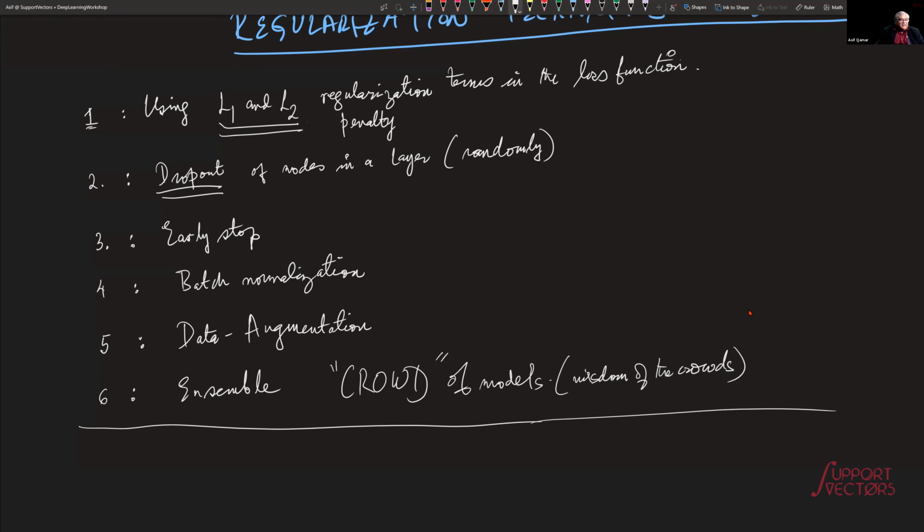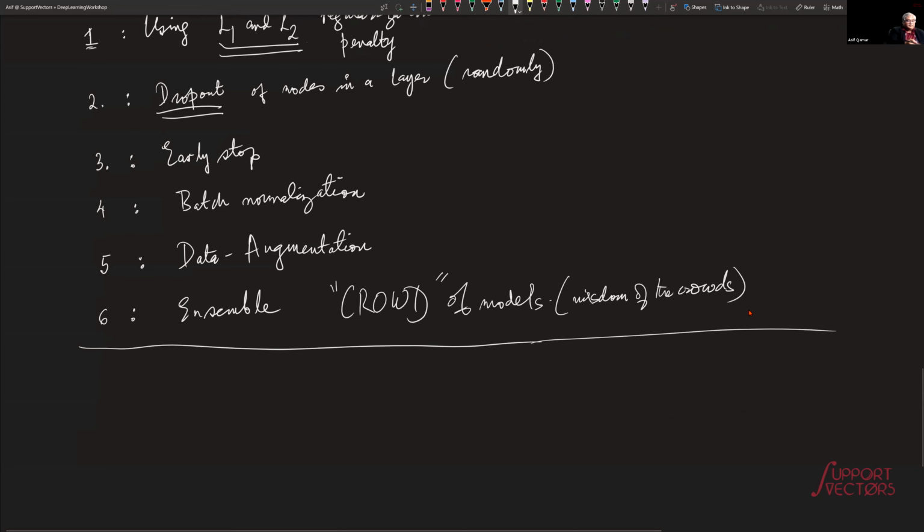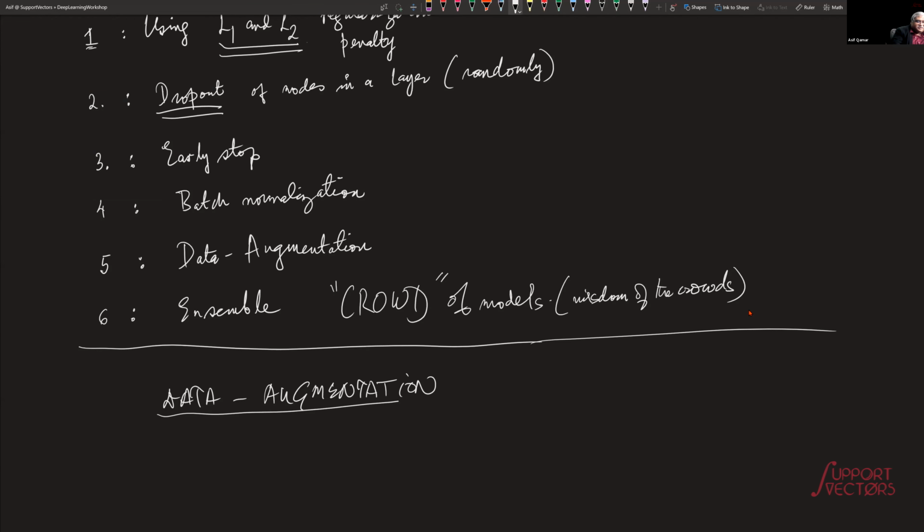That is one. The other way to regularize is just more data. So what do I mean by that? Suppose you have a model. So let's talk about data augmentation. There are multiple ways of data augmentation. One is to literally go out in the field and get more data. But if you can't get data, somehow generate more data.